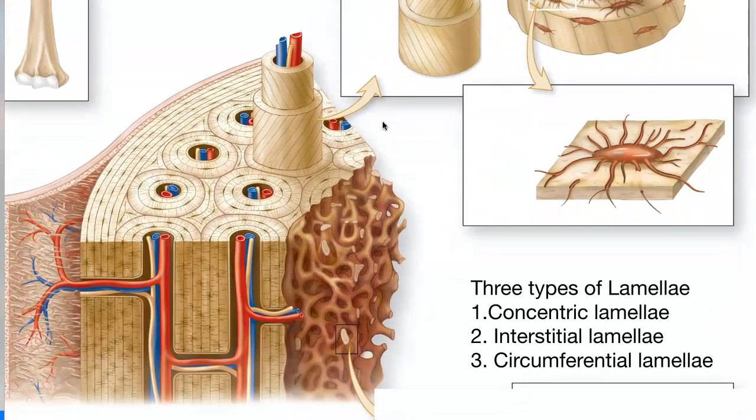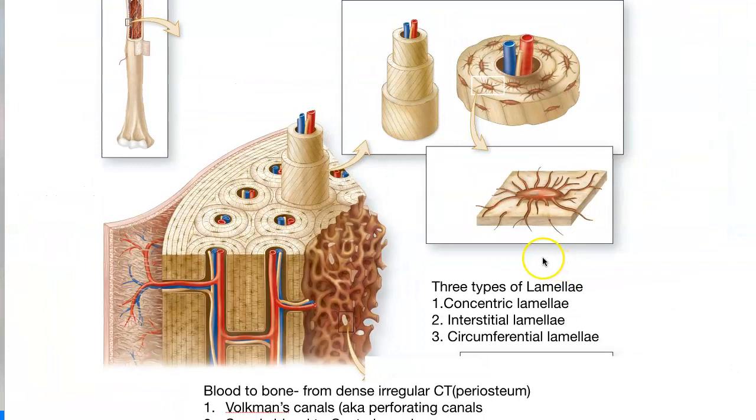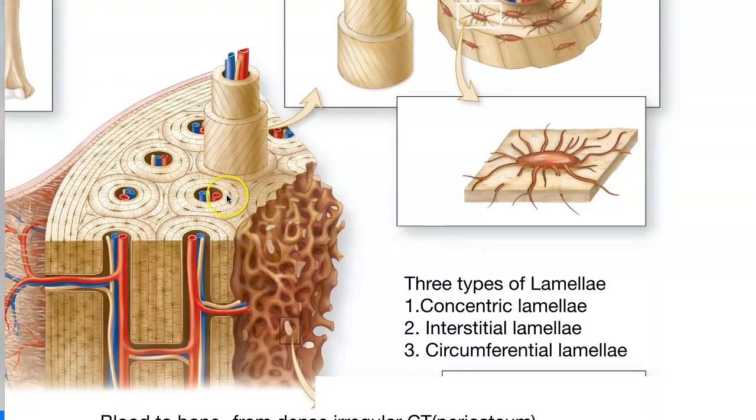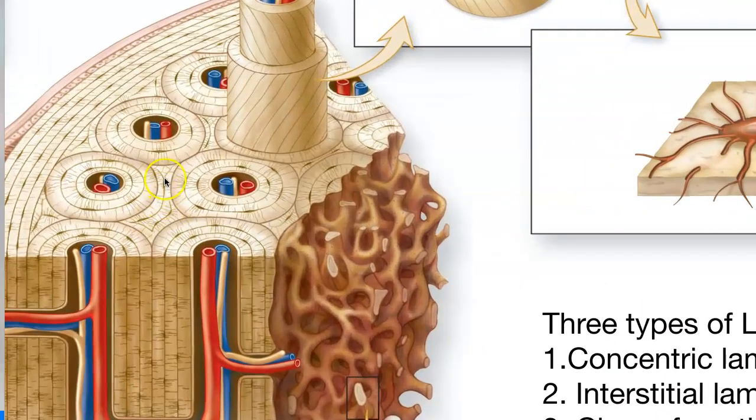So we need to add to this drawing. There's 3 types of lamellae. Concentric lamellae, which you've already seen. Concentric meaning the ones that are going around in the osteon. Then we have the interstitial lamellae. That is the lamellae in between the osteons. So here you can see interstitial lamellae here, here, here. It's just everything that's in between the osteons.